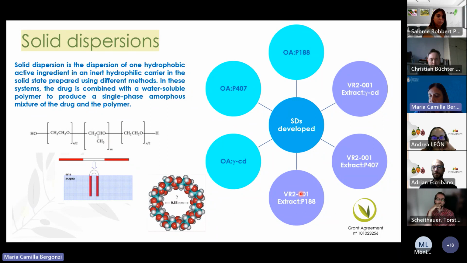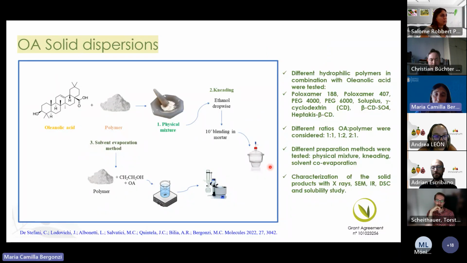In this work, in this project, we developed 6 formulations to improve solubility both of oleanoic acid or extract, and we used two hydrophilic excipients, poloxamer 407 or 188, or gamma cyclodextrins. This is a figure that represents the method for preparation of solid dispersion.